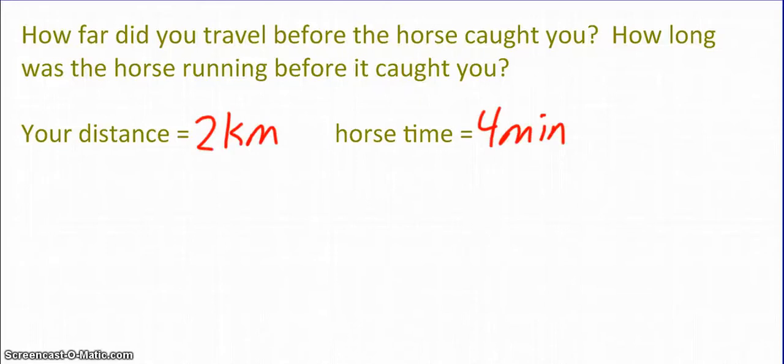Alright, so what do we come up with? Well, hopefully we understand that we ran a distance of 2 kilometers. The horse also ran a distance of 2 kilometers before it caught us. It took the horse 4 minutes to catch us once it started running. So that's why it's really important to make sure we understand the question, how long was the horse running? So not how long total did it take, because we know it took 10 minutes. We found that out earlier. So our distance, which was 2 kilometers, it took the horse 4 minutes.